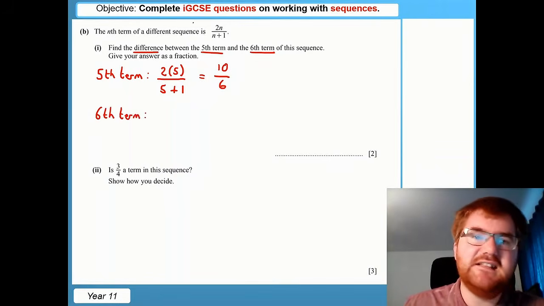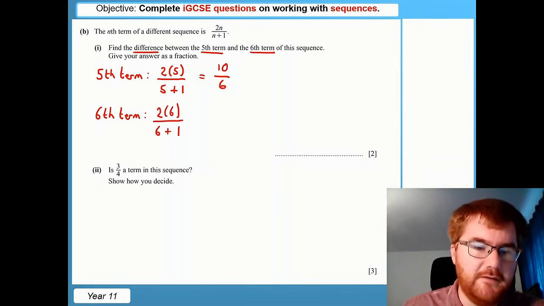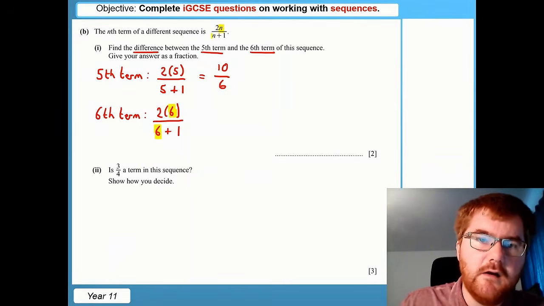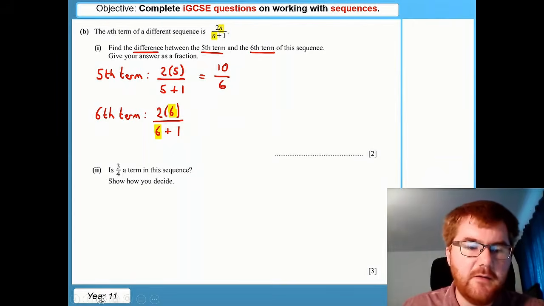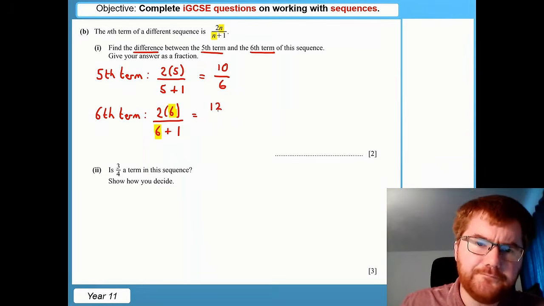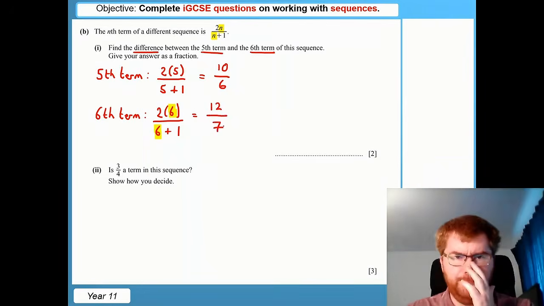Now we do exactly the same process with the 6th term. So wherever I see an n, I'm going to put a 6. So we get 2 lots of 6 over 6 plus 1. If I use the highlighter here, this is what I'm replacing here, the n with a 6. And if we work out that calculation, we get 12 over 7, like so.